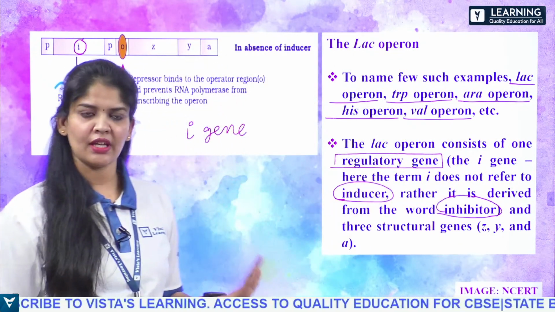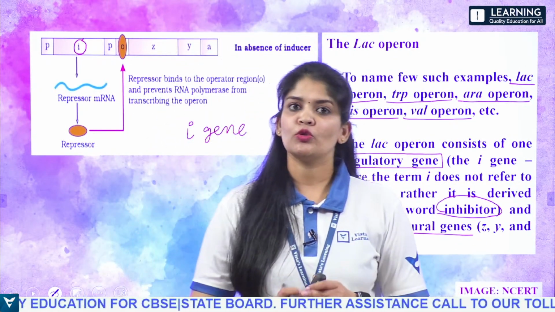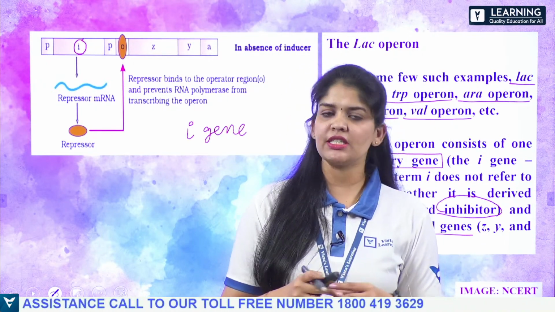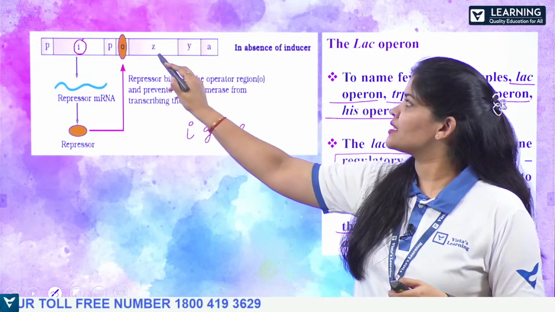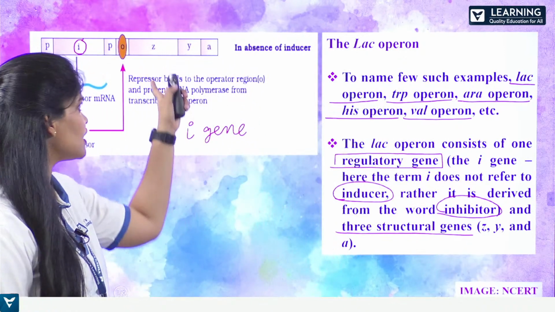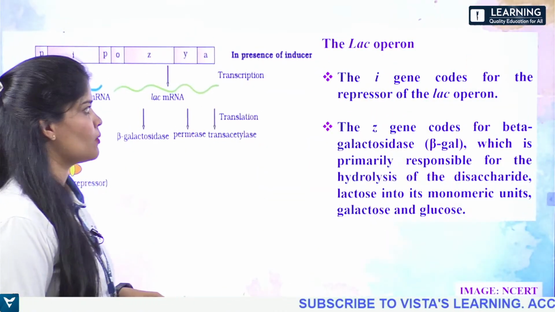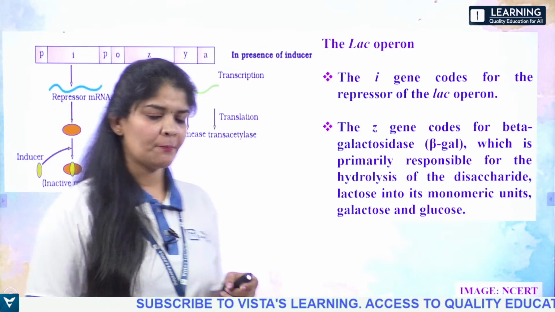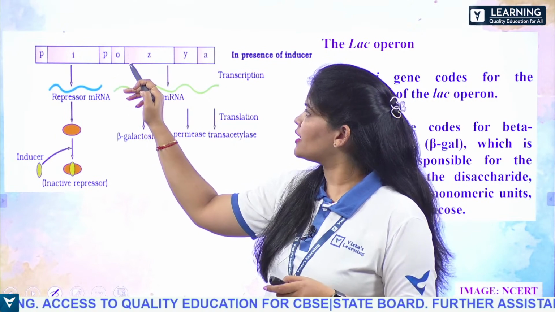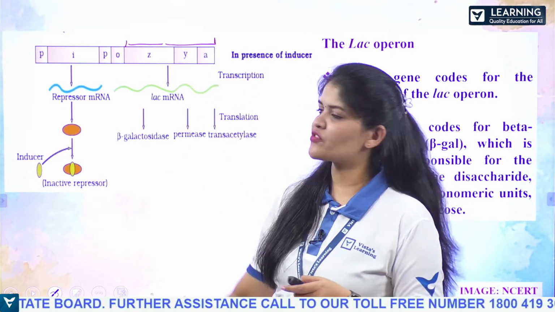Inhibition, I gene, right? In the lac operon, not only do we find the I gene, but we also have the structural genes. How many structural genes? Three structural genes. What are they? Z, Y, A. Let's look into the function of these Z, Y, A structural genes. Here is the promoter, I gene, promoter, operator. These are the structural genes. From here to here, we have the structural genes.